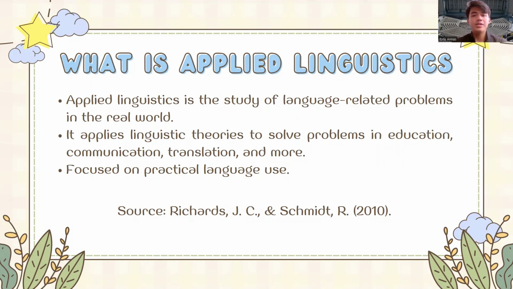So the first one: what is applied linguistics? Applied linguistics is the study of language-related problems that happen in real life. It doesn't just focus on language theory, but rather on how we use language and how it affects society. For example, it helps with issues in language education, communication, translation, or policy making. As Richards and Smith (2010) explained, applied linguistics connects linguistic theory with practice, and that makes it very useful in many areas of life.